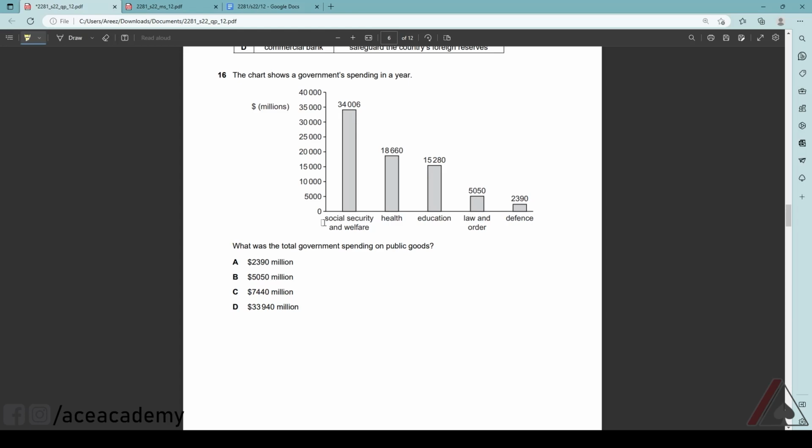Now, is social security and welfare a public good? This is a confusion that many students have. Social security and welfare come from tax revenues. They come from the government budget. Therefore, if you give out social security and welfare to a certain group, your total budget would decrease because you would have to spend from it, and therefore these are rivalrous in nature, and therefore they are not considered to be public goods. Therefore, your only public goods are law and order and defense.